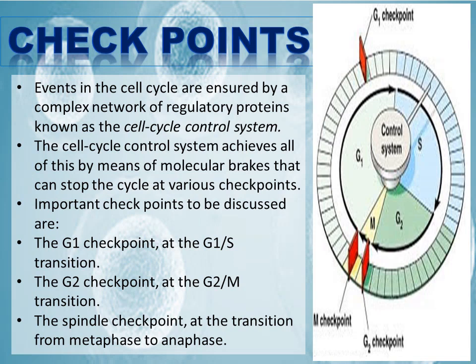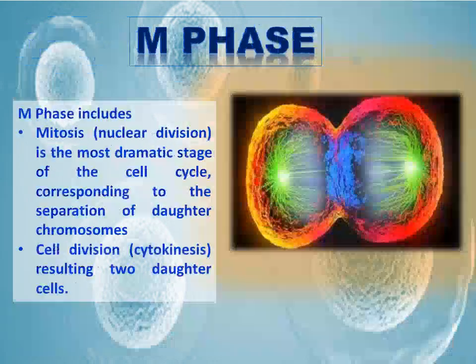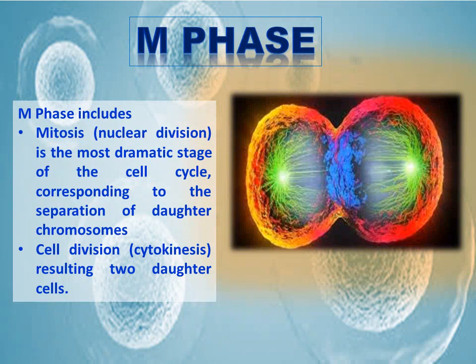The spindle checkpoint occurs during the cell's transition from metaphase to anaphase, where it checks for the attachment of chromosomes to the spindle at the metaphase plate in order to achieve separation of chromatids during anaphase. The next is the M phase. M phase includes mitosis, which is the nuclear division, and it is the most dramatic stage of the cell cycle, corresponding to the separation of daughter chromosomes, followed by cytokinesis, which is the cellular division resulting in two daughter cells.